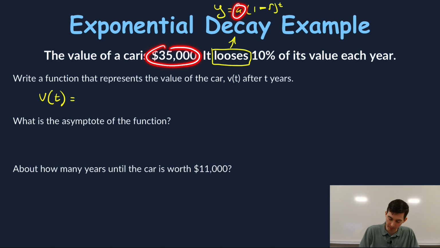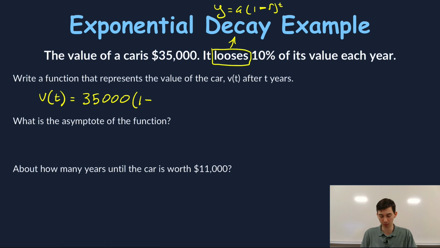And now let's think. My starting value, my a, well, the car originally costs 35,000. Now I'm going to have 1 minus this time, since we're losing, 10%. So again, I need to take my decimal and move it over 1, 2. So I'm going to have 0.10 raised to the t to represent t years. And so this time we want to know what is the asymptote.